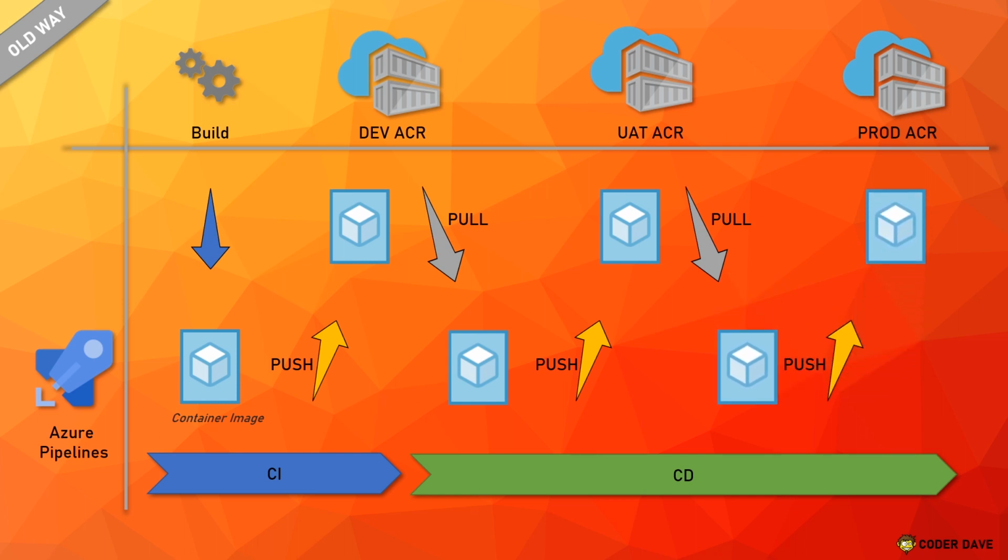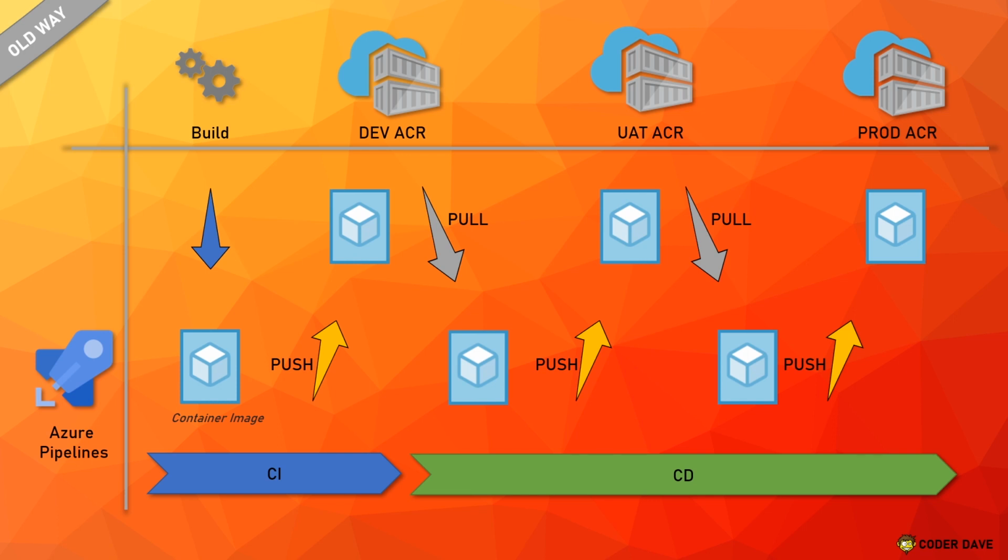Even though I've seen this process implemented many, many times, I don't really like it. First of all, I don't like it because there's a tight dependency between container registries. For example, let's say that the development environment ACR is not available for some reason. Then you will not be able to move to UAT because your CD process will not be able to pull the image from development. And same thing for production, of course.